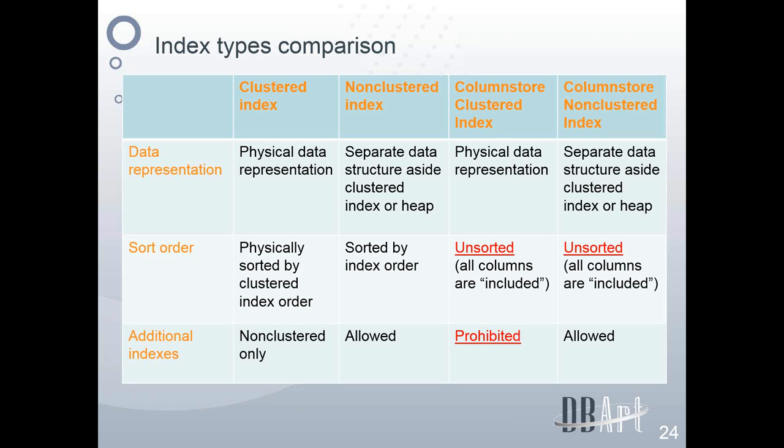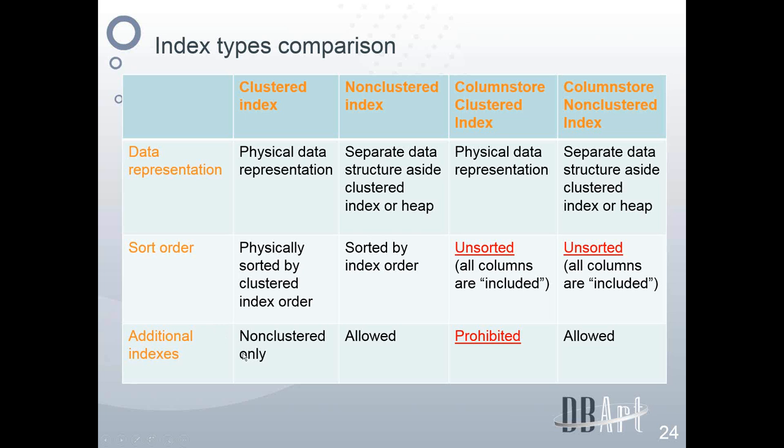Non-clustered, same as non-clustered Columnstore, is a separate data structure aside from the clustered index or heap. So when you estimate space consumption, just take it into account. Sort order: a clustered index is physically sorted, like a phone book, it's the physical sort order of data. A non-clustered index is sorted by index order. Columnstore indexes are unsorted. You can look at them as if all columns in Columnstore indexes are included columns. You don't have index columns, all the columns are included.